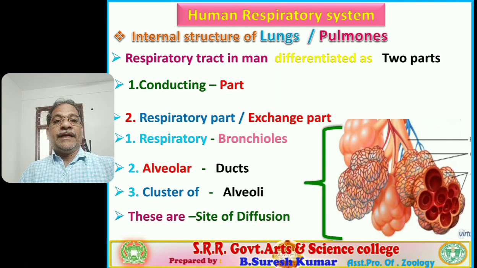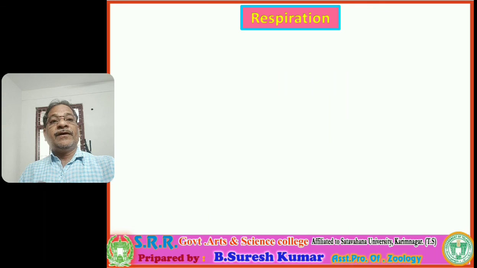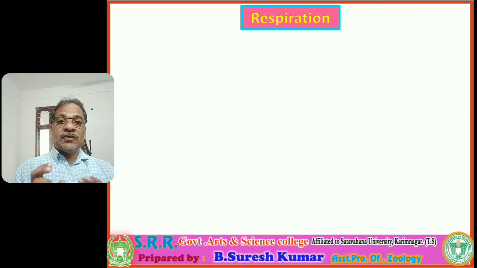Alright? Right. If we inhale air, the inhaled air ultimately enters into the alveolar sac, alveoli. The last destination of air is the alveoli. So these are the sites for diffusion. The oxygen and CO2, respiratory gases, are exchanged in the alveoli.